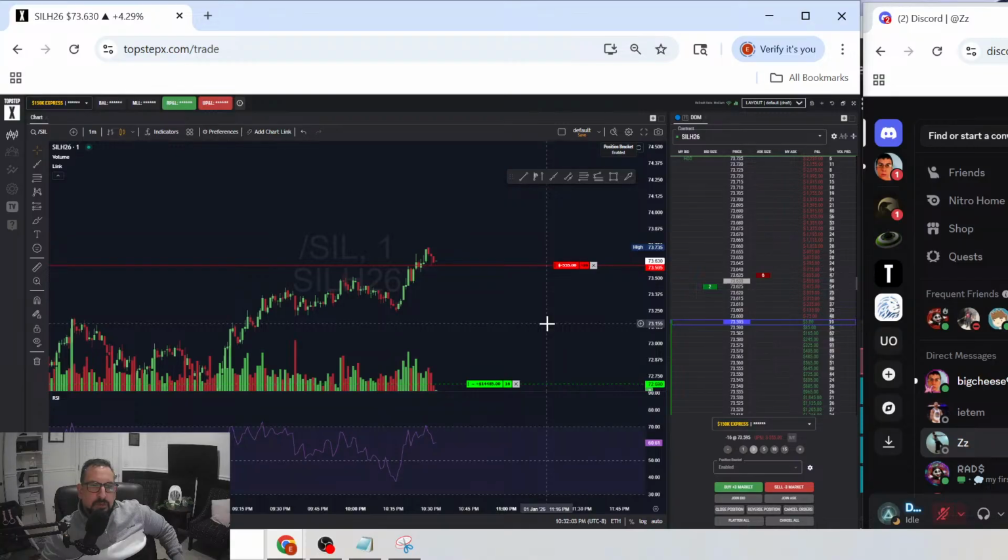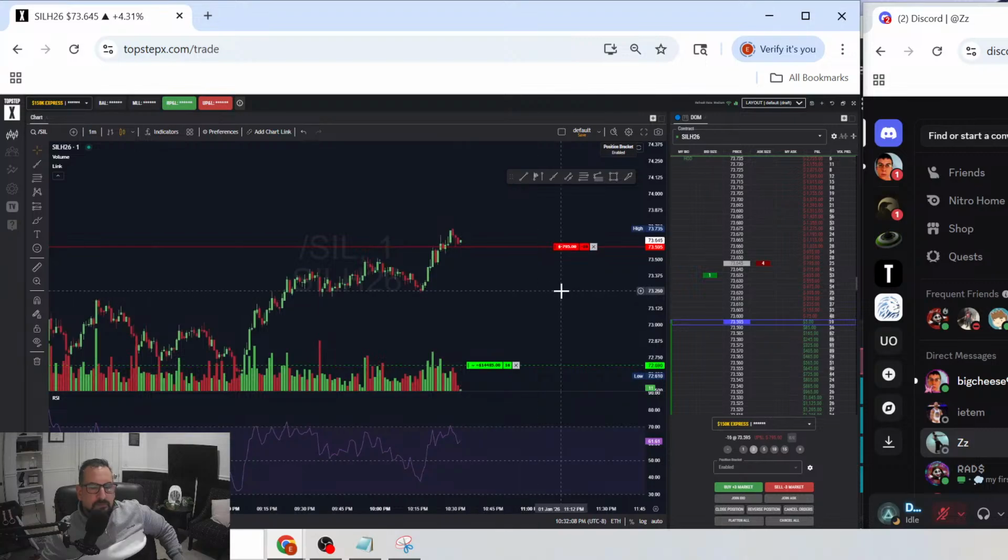It's the first time we've had 3 red candles in a row in a while. So that's a good sign. Let's get a 4th red candle. Come on. Sell it and make it a 4th one.